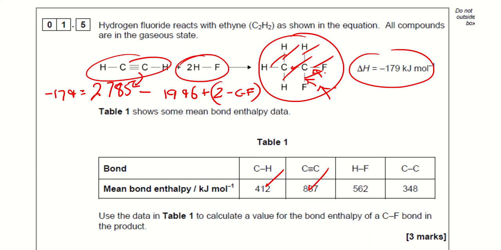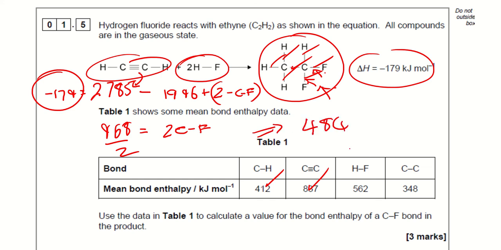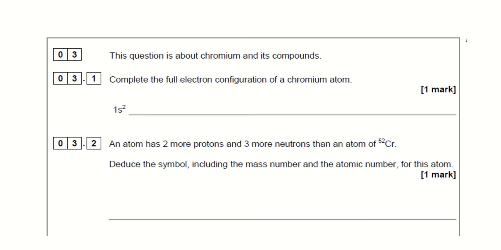Alright, so if you rearranged that, you would have found that 968, a lot of us forgot about this, okay? 968 is the answer to that, equal to the 2 CF bonds, and you simply divided that by 2, and that would give you the strength of 1 CF bond. That should be a positive value, by the way. Okay, you didn't have to put a unit on it, but if you put negative on it, you would have lost marks for sure.